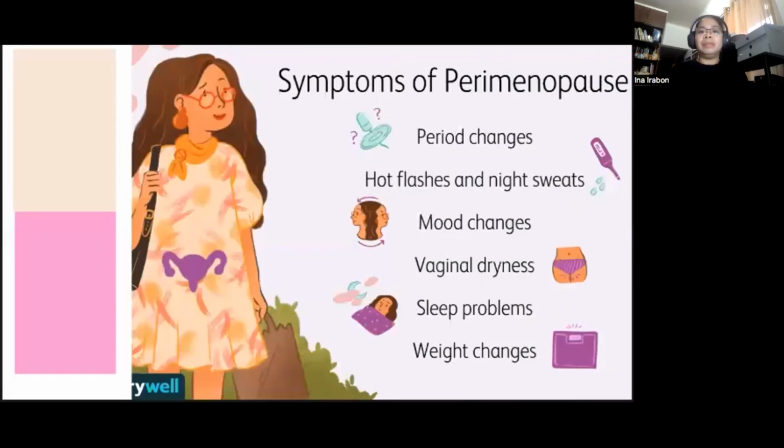And during the perimenopause, they usually suffer from these symptoms that are very similar, of course, to the patient with menopause. So they have hot flashes or night sweats, mood changes, vaginal dryness, sleep problems, and weight changes. But of course, the most common will be menstrual or period changes.